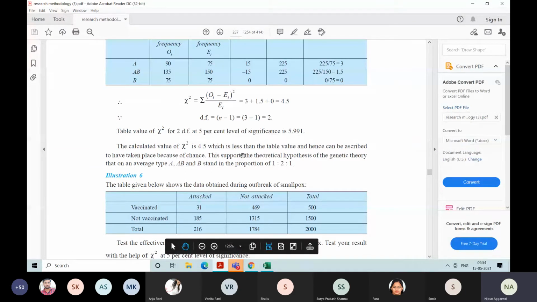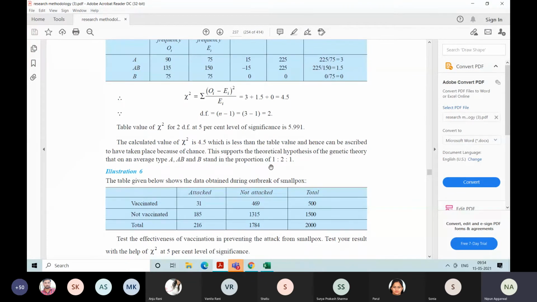The result supports the theoretical hypothesis of the genetic theory that this type is in the proportion of 1:2:1. Clear?